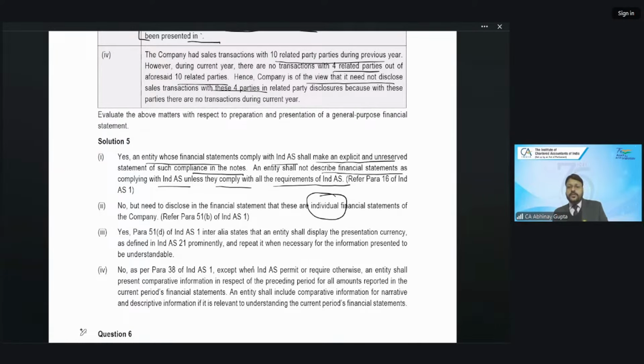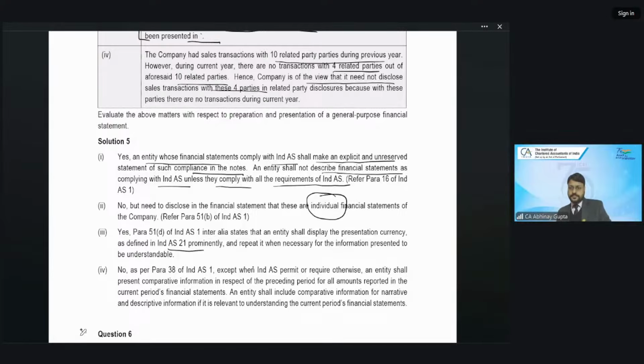Currency. Do I need to disclose the currency? Yes. Which standard? Ind AS 21. Under Ind AS 21, you must have studied that there are three types of currencies: the functional currency, the foreign currency, and the presentation currency.